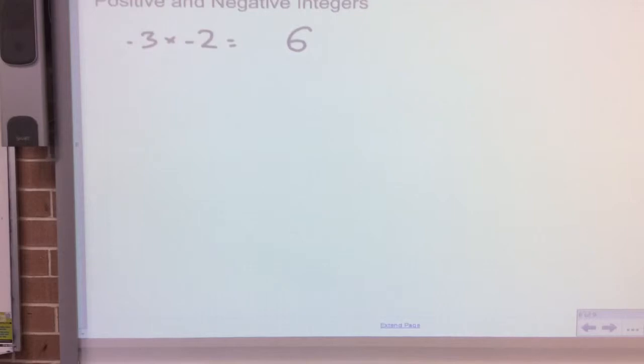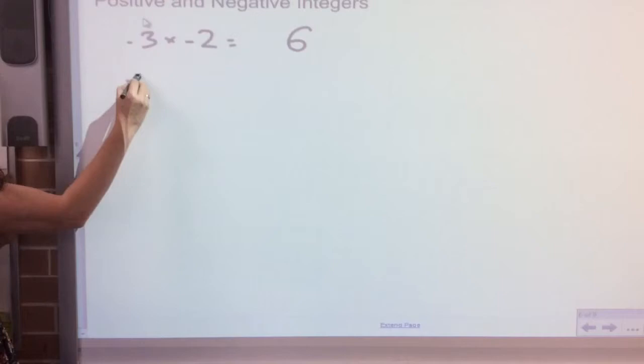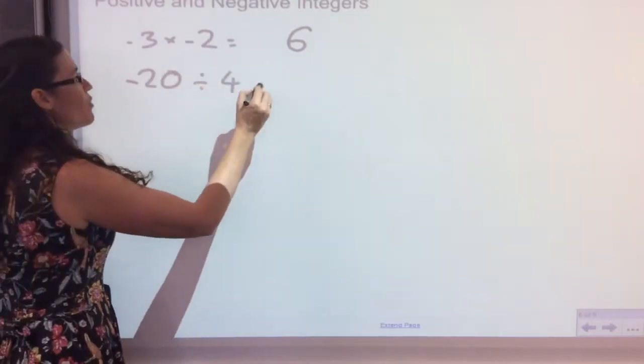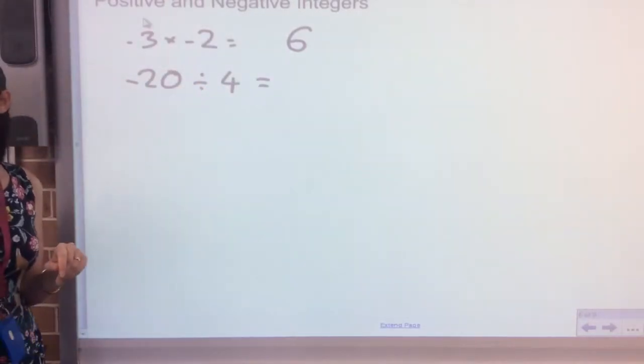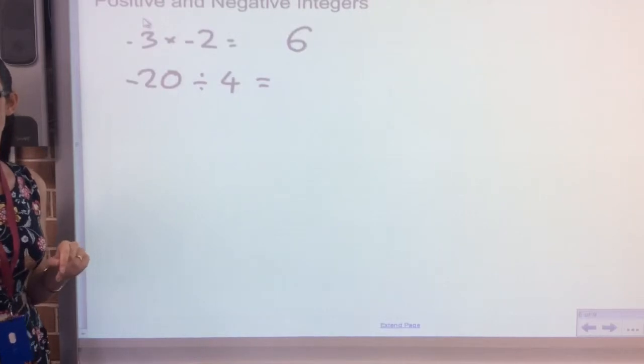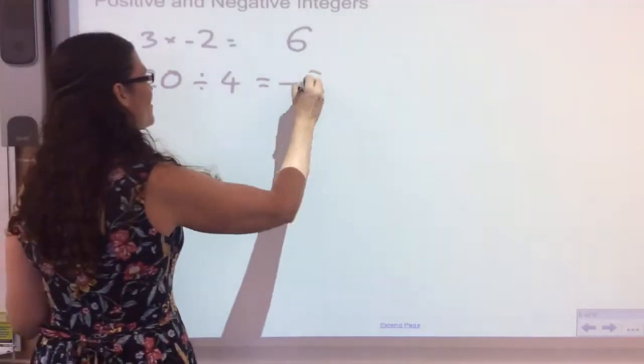Alright, so if you are multiplying or dividing two negatives, it gives a positive answer. What if I have a positive and a negative? You get a negative answer. So if I had negative 20, I divide it by 4, what's the answer? Negative 5. Excellent.